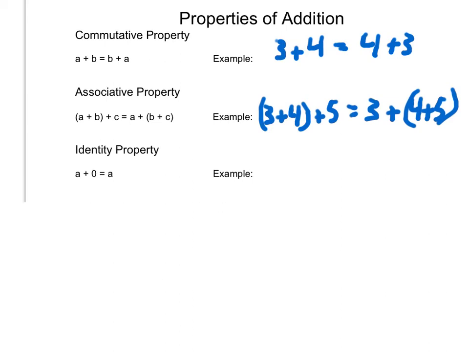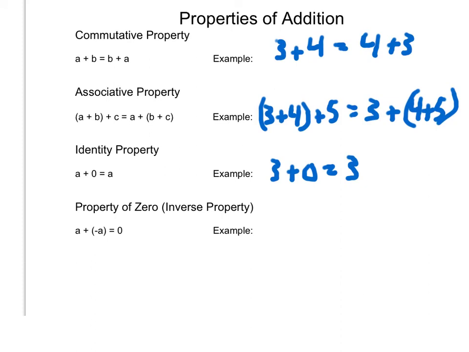Identity property of addition. The identity property just states that any number plus 0 is itself. So 3 plus 0 is still itself, 3. Or 4 plus 0 is still itself, 4. Okay, that's pretty easy. The inverse property, also known as the property of 0, states that if I add a number and its opposite, I get 0. So for example, 3 plus negative 3, 3 plus its opposite gives me 0.